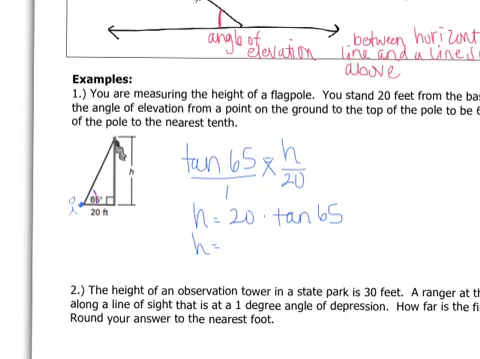Just to the tenth is what it says. What are we getting? 42.9 degrees. Oh, not degrees, we're talking about feet here. 42.9 feet is the height of your flagpole.